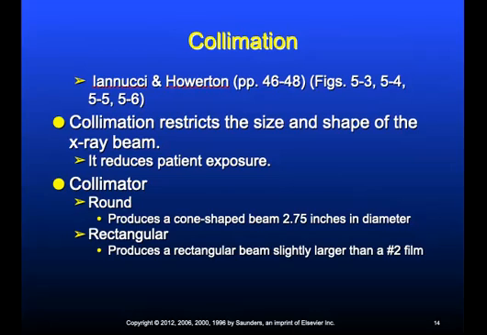And then, where is a collimator even located? If you think about the tube head that you use, you have the tube, which is that big fat part of the X-ray. And then you have the very tip of the X-ray beam, which is the PID, or the position indicating device. The collimator is going to be sandwiched in between those two.